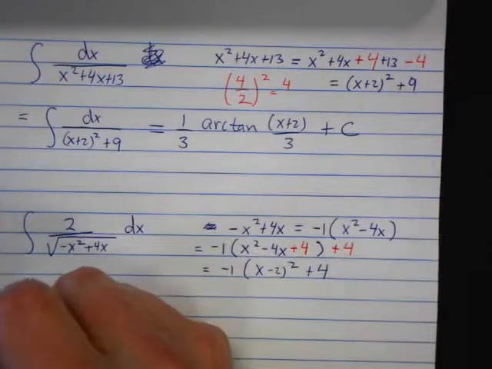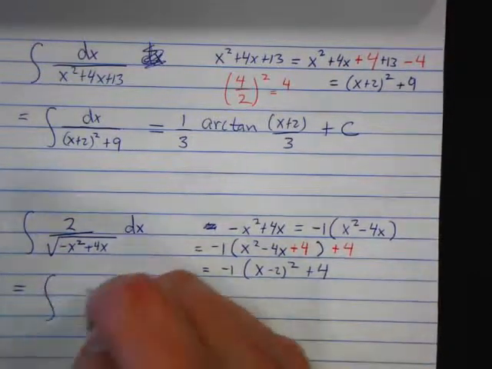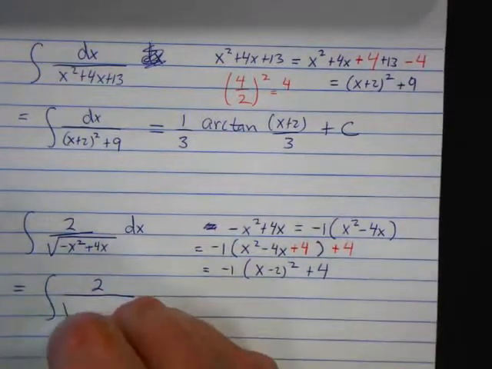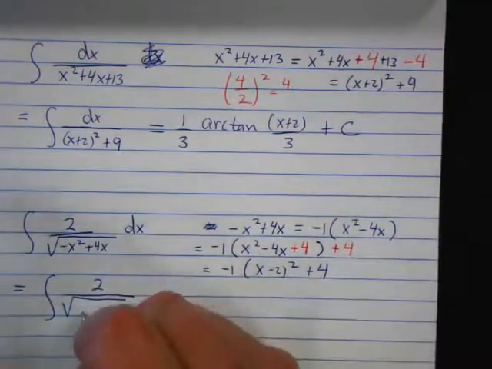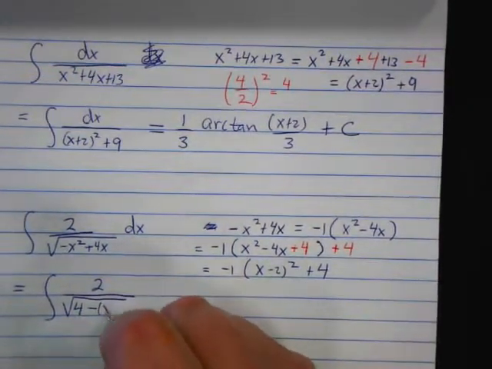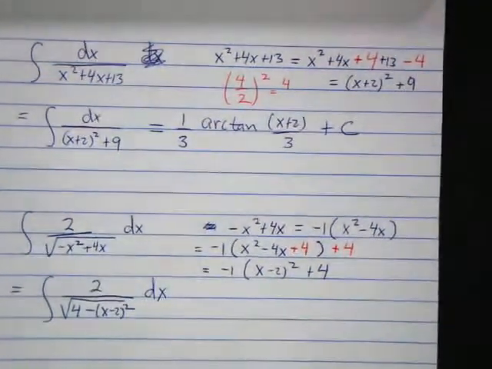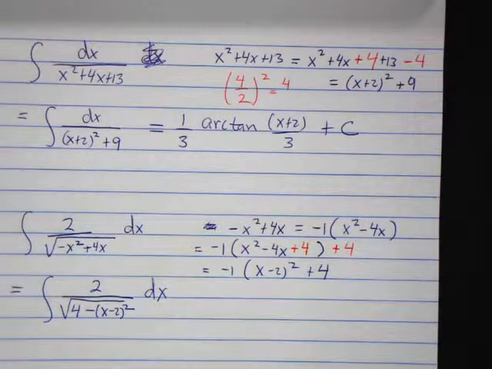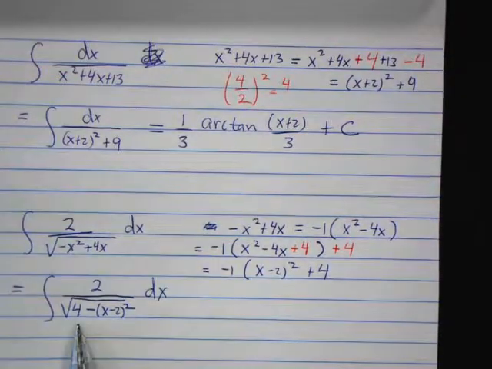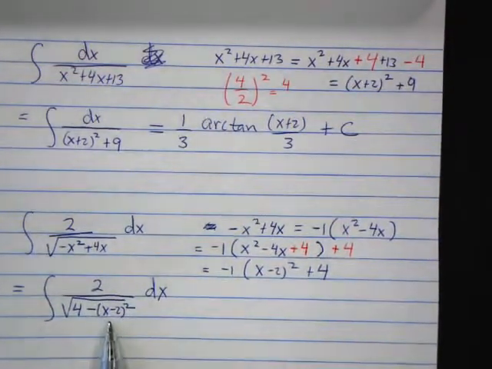So I'm going to come back here and rewrite this. This is the integral of 2 over the square root of 4 minus x minus 2 squared. So I took the thing where I had completed the square and I reversed the order on it. Why did I reverse the order? Why did I write it as 4 minus x minus 2 squared? Because that's the way we usually write our arc sine formula. Our arc sine usually has a squared minus x squared.